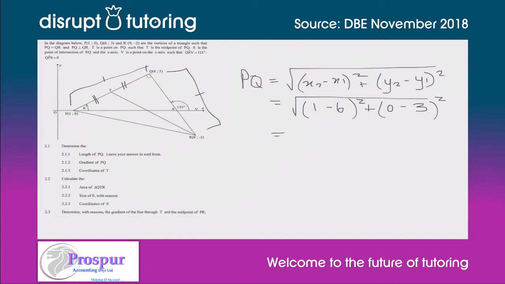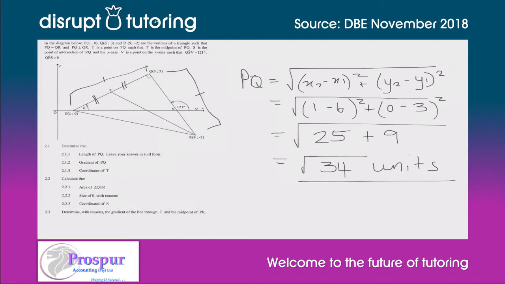Right, so once we've done that, we say 1 minus 6 is minus 5, so that would be plus 25. Then we've got minus 3, so that would be plus 9. Equals, we're going to square root this one, and that's going to be the square root of 34, and we know it's units. Right, so that gets us the distance of PQ. So I'm going to write it up over here. So that is √34, and that would mean QR is also √34, just in case we need it for later.